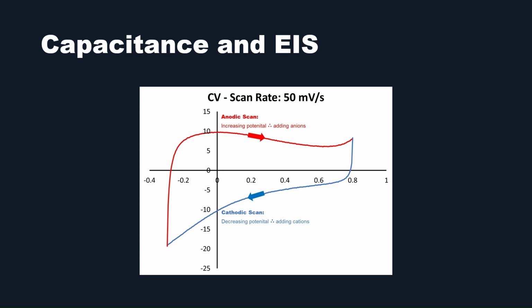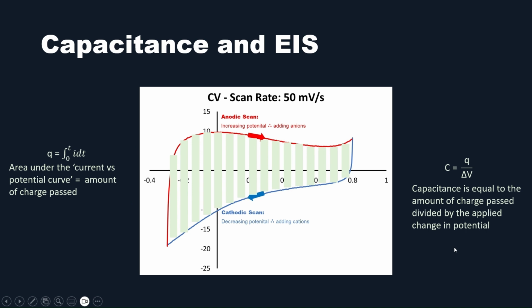Just starting off, we are quite familiar with cyclic voltammetry. We have an applied potential and we measure the current, which looks something like this. To find out the capacitance of our voltammogram, we know that the area underneath the curve equates to the amount of charge passed, which is over here. And with that, we can find out the capacitance by dividing it by the applied potential.